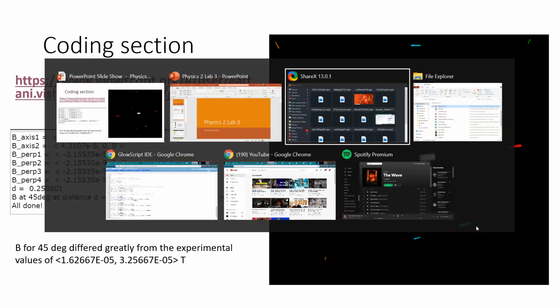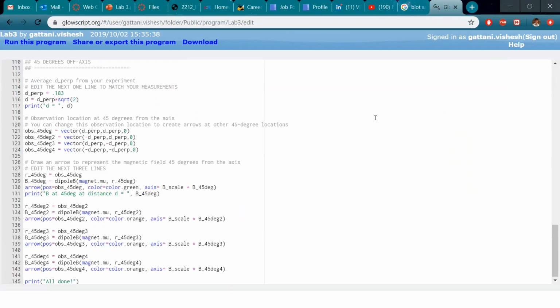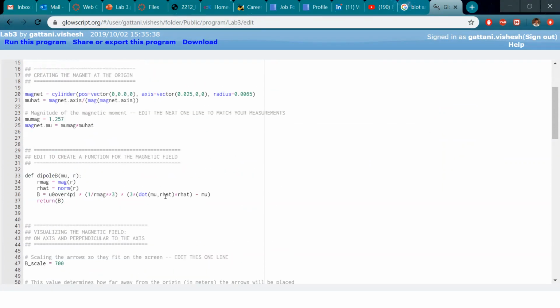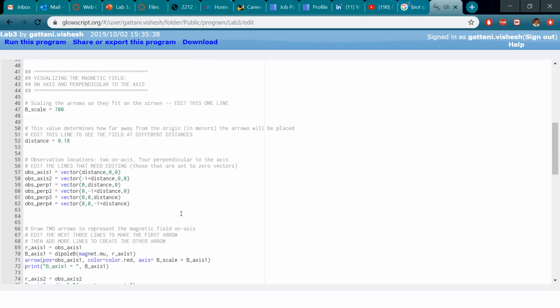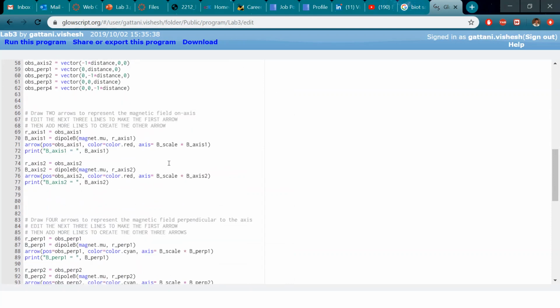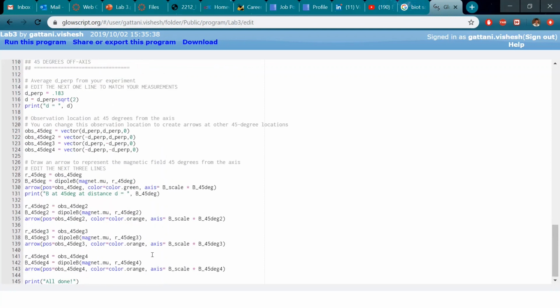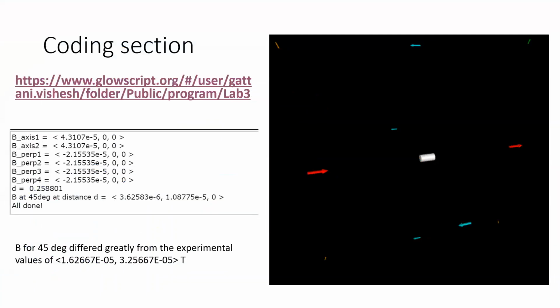So then we're going to look at the actual coding section. On the top here, we have the constants defined, and we have a function to find that B vector, which is def dipole_b, and then we would find our vectors for B on the on-axis and then perpendicular all around the magnet. Over here, I created a few more vectors at the 45-degree angle just to emphasize what it's going to look like, and we can see that in the general picture, we're going to have B vectors going out of the positive side, around, and then back into the negative side.